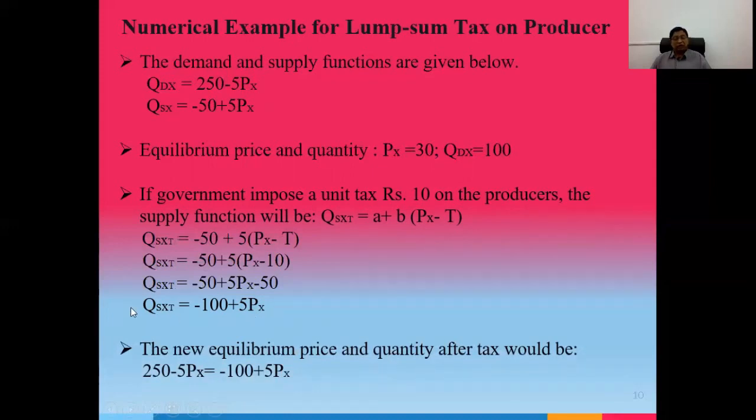By using this new equation of supply after tax and the initial equation of demand for this product, you will get the new equilibrium price after tax. This is the demand curve, 250 minus 5Px. This is the new supply curve. Then when you solve this equation for P, you will get the equilibrium price as 35 rupees and the equilibrium quantity as 75.